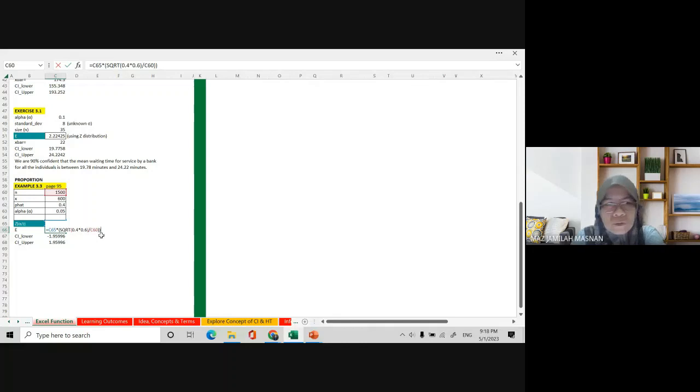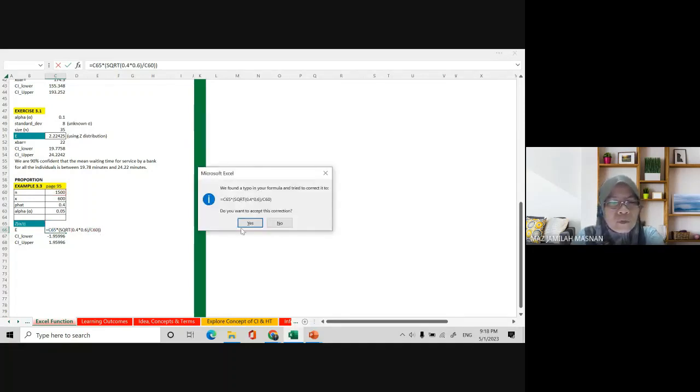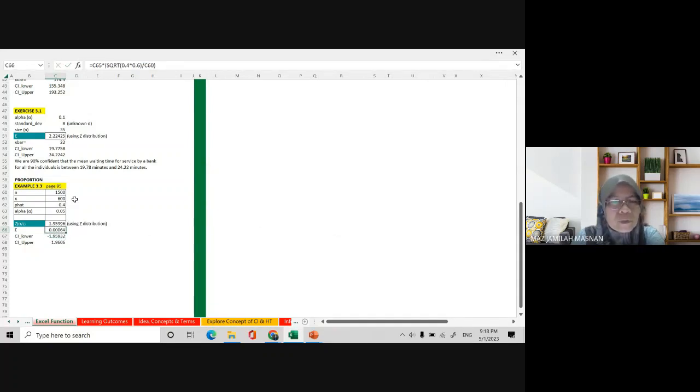Okay, so enter. Hopefully it is correct. Now, see, if you don't put the bracket correctly, it will give you some comment. So double check, it should be square root and there should be another bracket here. Okay, so you will get, but what is wrong over there? I think the multiplication. Now, double check.